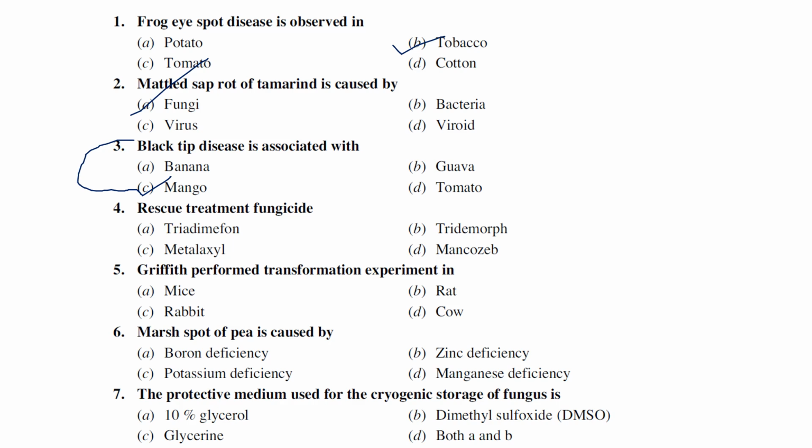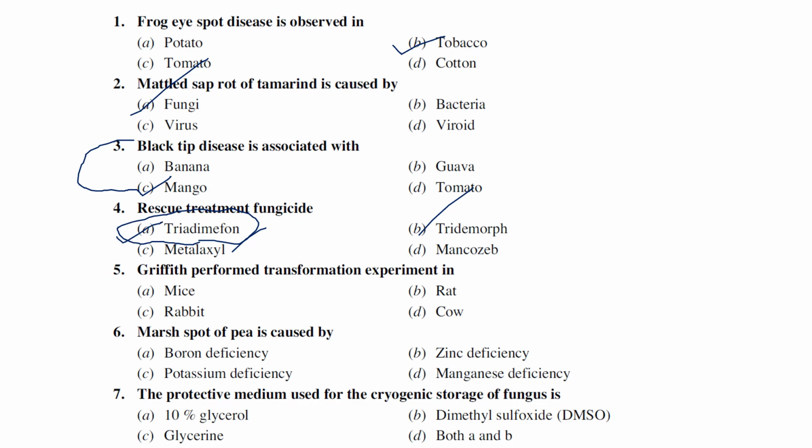And the next one is rescue treatment fungicide. Which fungicide is generally considered as a rescue treatment fungicide? Triadimefon, tridemorph, metalaxyl, mancozeb. Generally, for powdery mildew, we recommend tridemorph group of fungicide. For metalaxyl, oomycetes; mancozeb, we can recommend for almost all kinds of crops, right? So this triadimefon, the trade name is Bayleton. So Bayleton is generally considered as a rescue treatment fungicide.